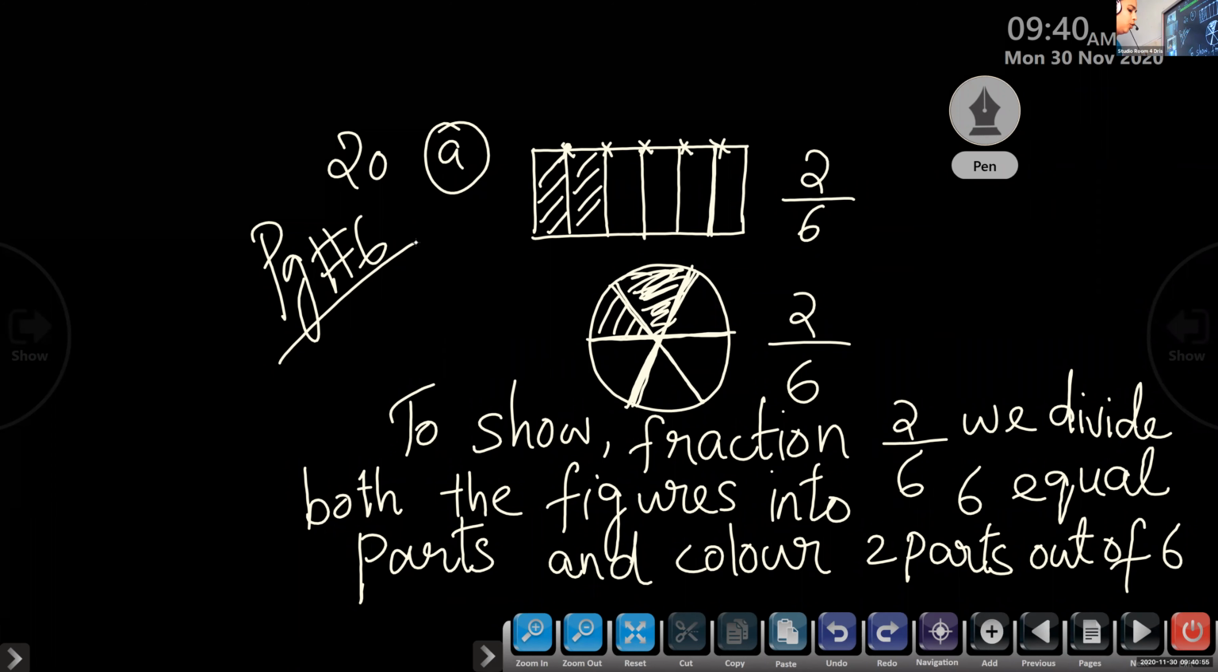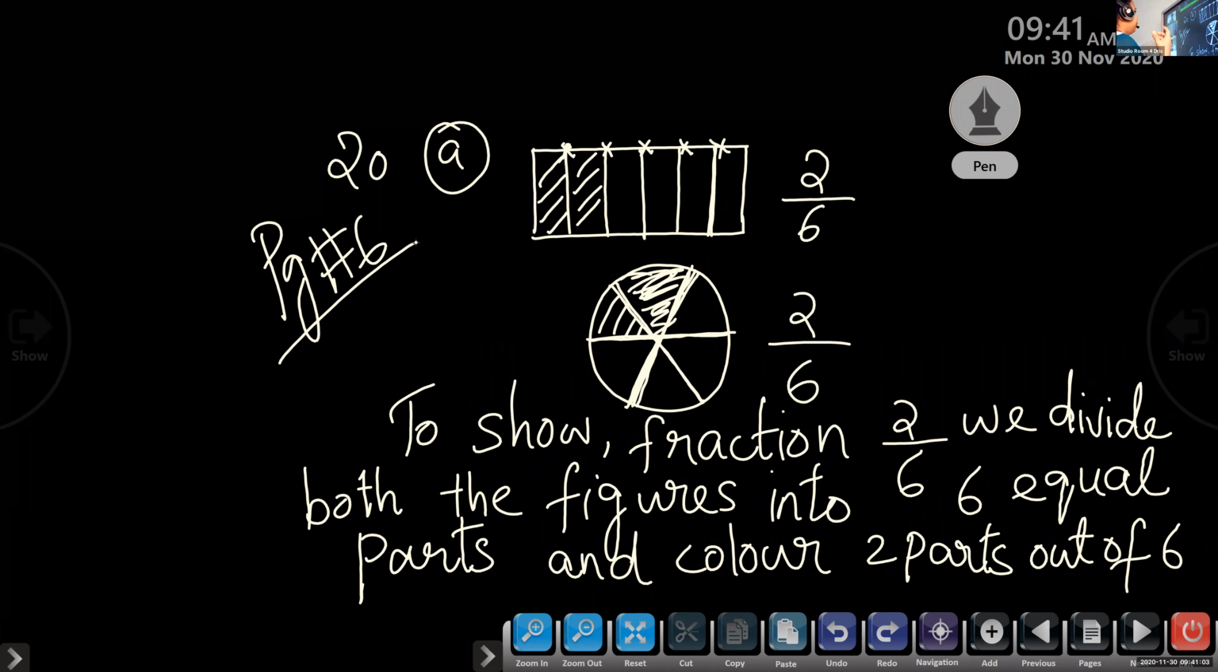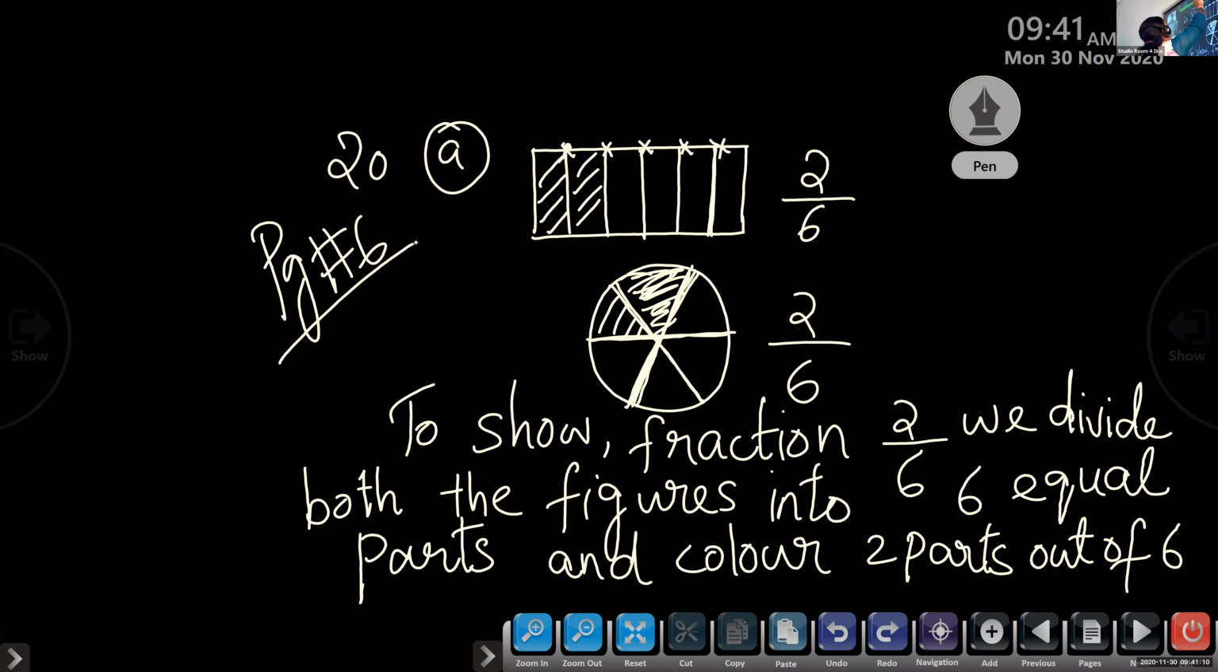Children, I hope you have finished, and I will send the notes. Okay. Now it's the time. So children, what did we have to write? To show fraction 2 by 6, we divide both the figures into 6 parts and color 2 parts. Only that much we can write.